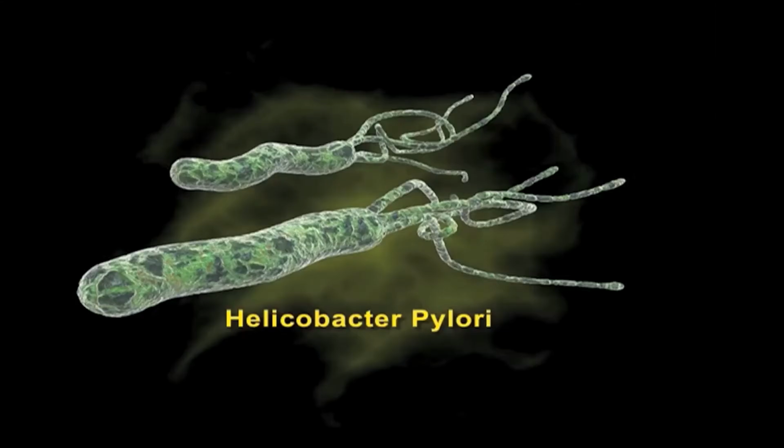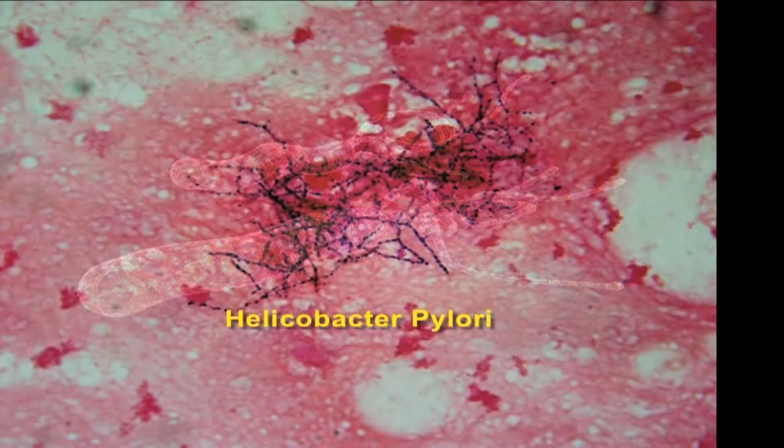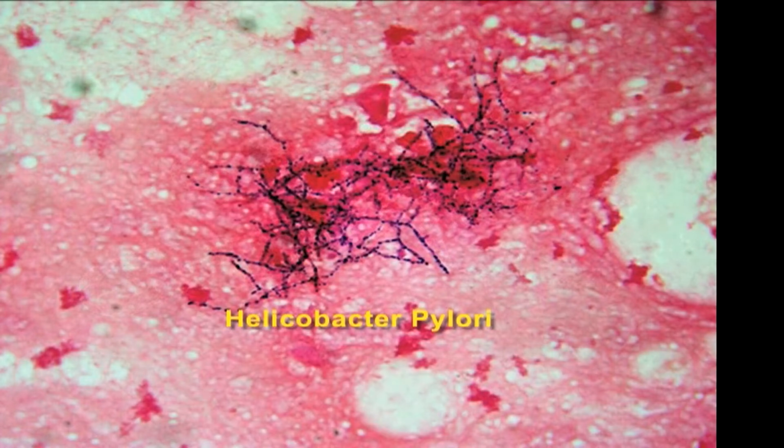Now that we have seen what peptic ulcers are and what are the major symptoms of peptic ulcers, we'll go over to what are the major causes of peptic ulcers. Research has revealed that the major cause of peptic ulcer is the bacterium Helicobacter pylori. It is a major causative factor for nearly 60% of gastric ulcers and almost 90% of duodenal ulcers.